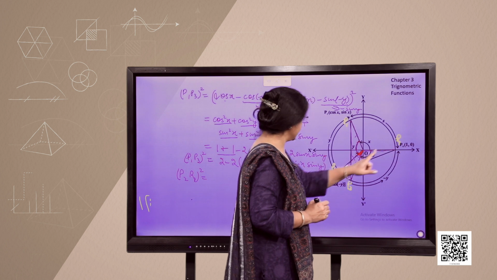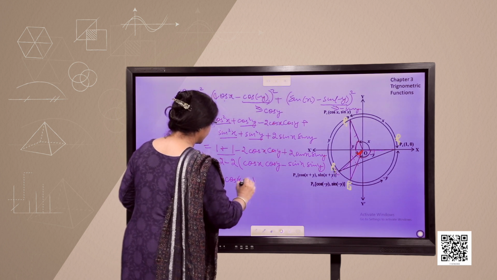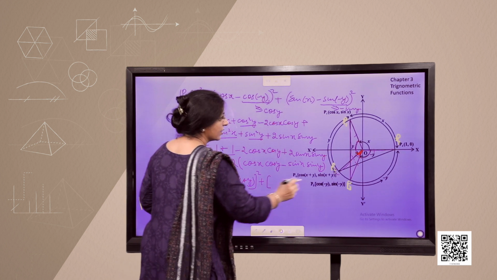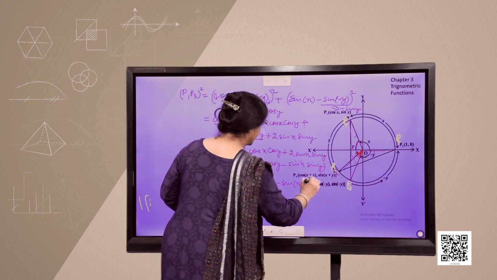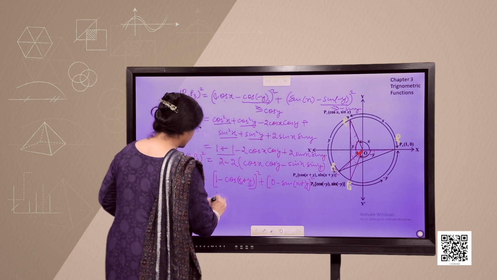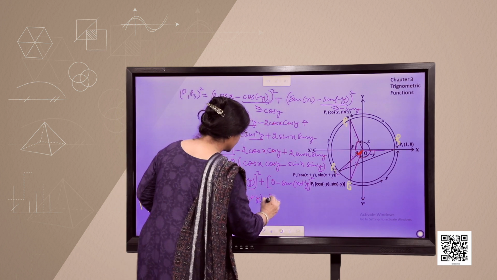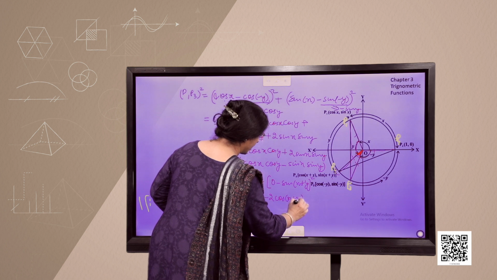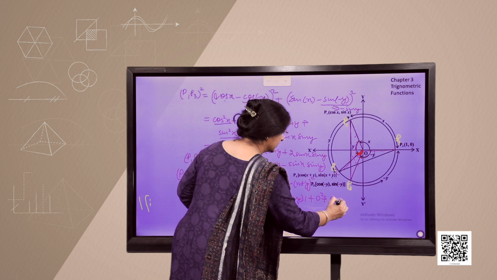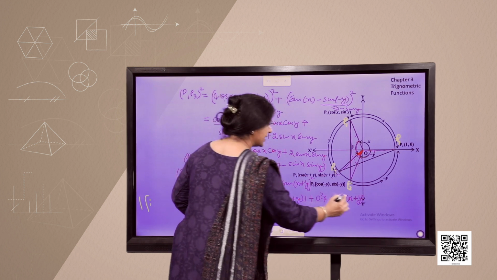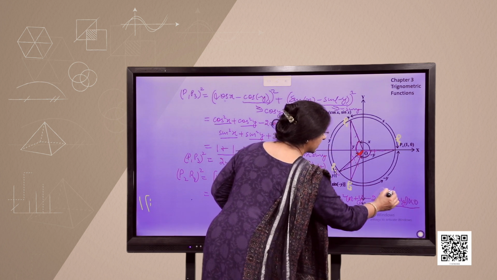Here it is 1 minus cos(x+y) whole square, and next is 0 minus sin(x+y) whole square. After opening it through an identity, 1 square plus cos square(x+y) minus 2 cos(x+y) into 1, that will not make any difference, plus 0 square plus sin square(x+y) and minus 2 sin(x+y) into 0, and this term will become 0.